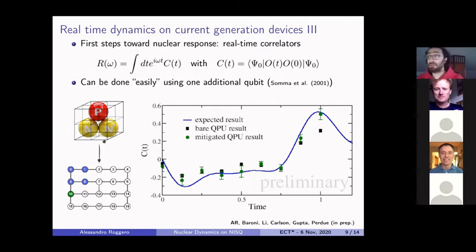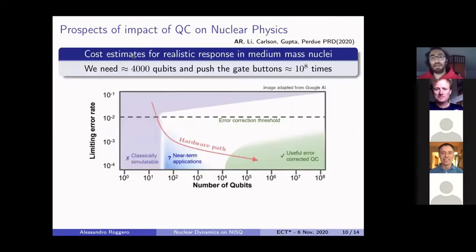The results are a little bit scary, in the sense that if you want to get a realistic response for a medium mass nucleus, and in our case we considered argon 40, which is very relevant for neutrino experiments like DUNE, you need about 4,000 qubits. And you need to push these local gate buttons about 10 to the 8 times.